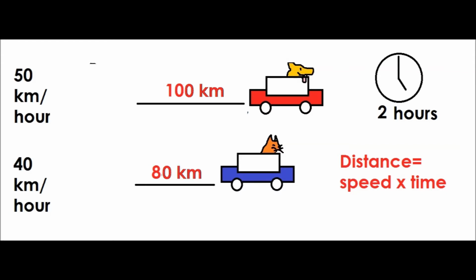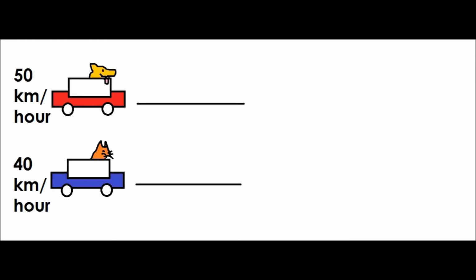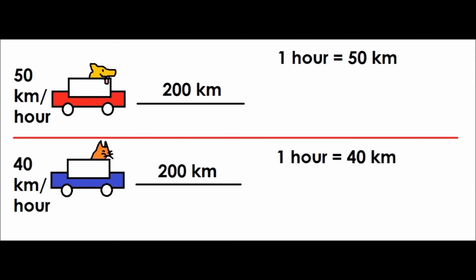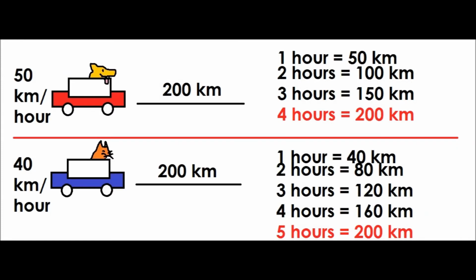Now, let's say both of them still have the same speed, but this time they are racing on the same distance, 200 kilometers. How long does it take for Moon Moon and Cato to travel those distances? Well, we can write it like this. For Moon Moon, in 1 hour, he travels 50 kilometers. And for Cato, in 1 hour, he travels 40 kilometers. Therefore, if we do the multiplications, we will find out that to get to 200 kilometers, Moon Moon needs 4 hours, while to get to 200 kilometers, Cato needs 5 hours.